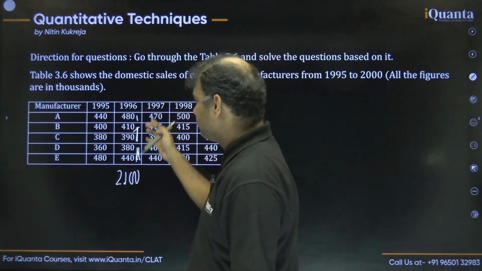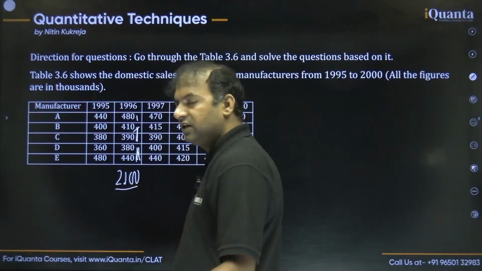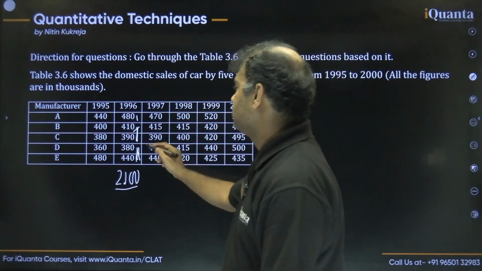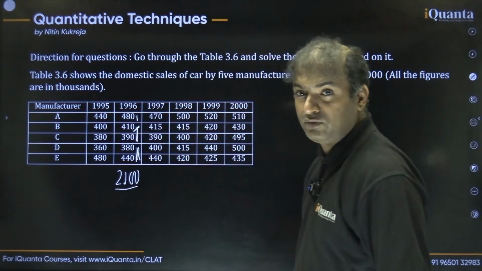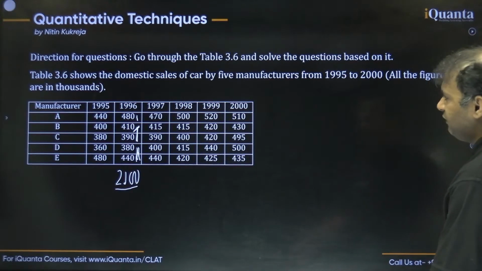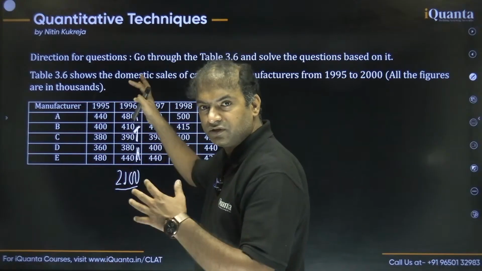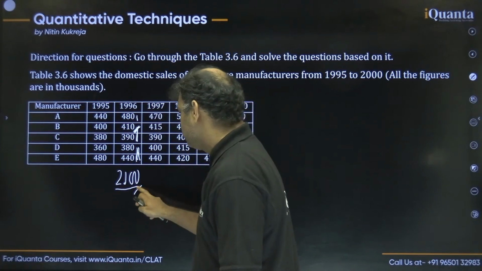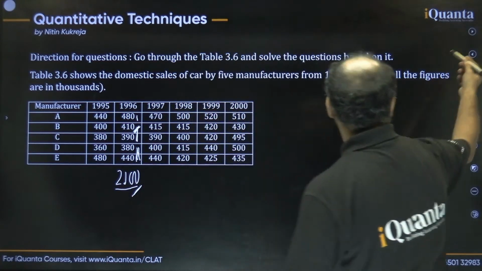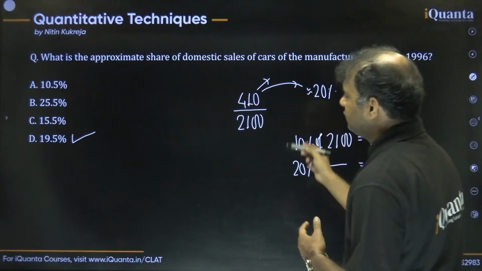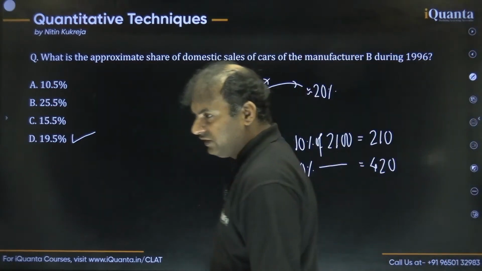So what is the total sales of 1996 first of all? The total sales of 1996 when we had calculated, it came 2100. And what is the sales of the manufacturer B? That came to be 410. So we just need to find out that the sales of manufacturer B, 410, is what percentage of the total sales of 1996, 2100. This is what we had to find out.